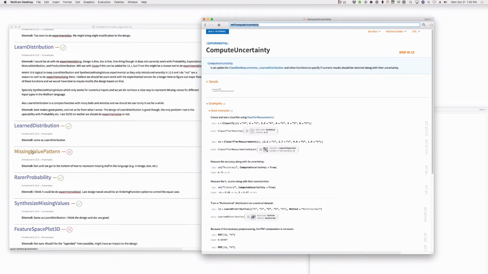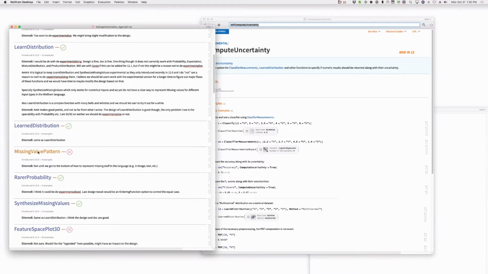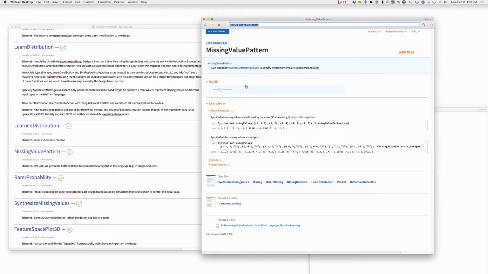Yeah, like the other one. We should. This is a huge mess. In general, synthesize missing value is kind of related to these unsupervised learning functions. If you want to keep the other ones, make the other one de-experimentalized. I think, since we don't have a good way to annotate missings in images and different types of data right now, at least synthesize missing values and missing value pattern need to stay experimental.